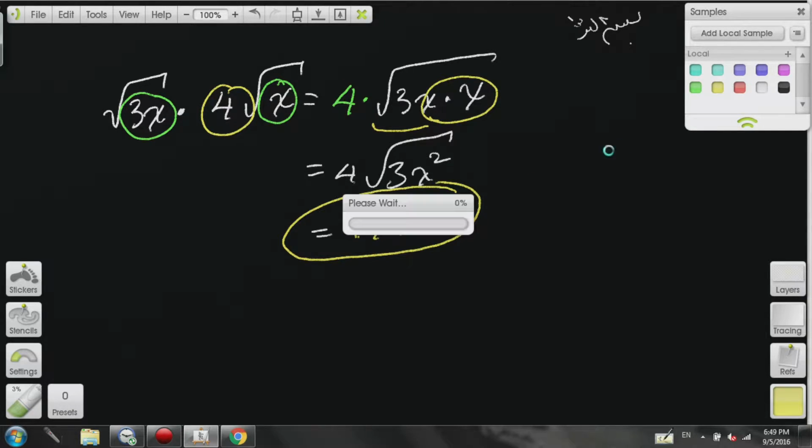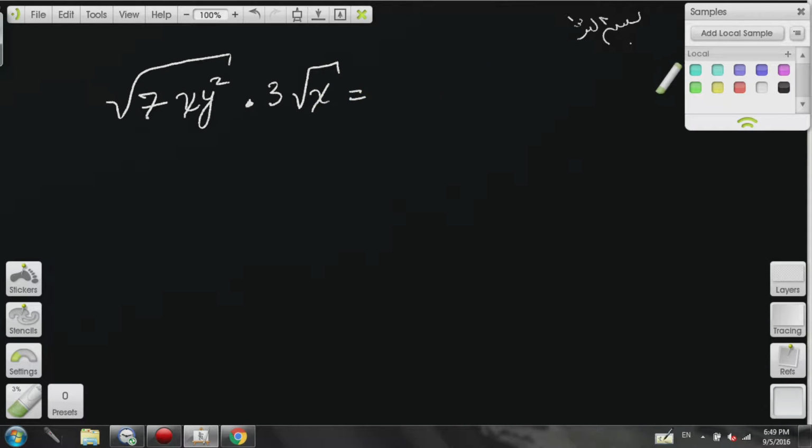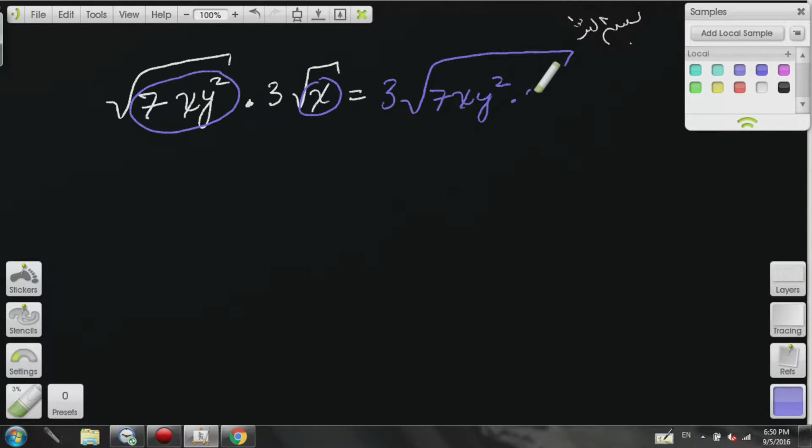All right? Okay, how about this one? This is the square root of 7xy squared times 3 times the square root of x. Let's do this. Now we're getting better at this. So we can bring everything under the same roof. Give yourself lots of room. And all of this and all of this, we'll just put them together first. Like that. Okay? And then you can simplify them.